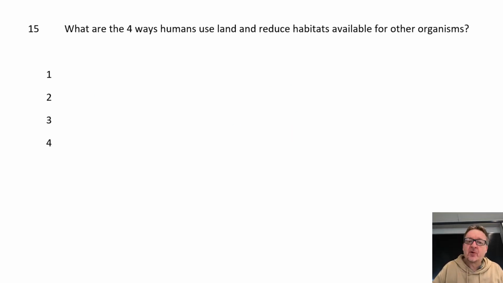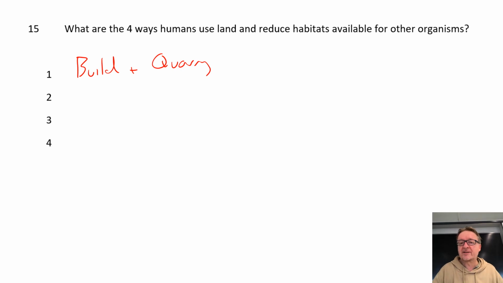Okay, question 15. What are the 4 ways humans use land and reduce habitats available for other organisms? So basically what that's saying is how are humans destroying the land or places that all other organisms live? So the way that we do that is we build more houses and we quarry for more things like bricks, or making the bricks themselves, the materials for it, your clay and your gravel. Second one is farming. There used to be lots and lots of little fields, but now they cut down the hedgerows in between all the little fields and make massive fields, and the hedgerow population's habitats are then gone.